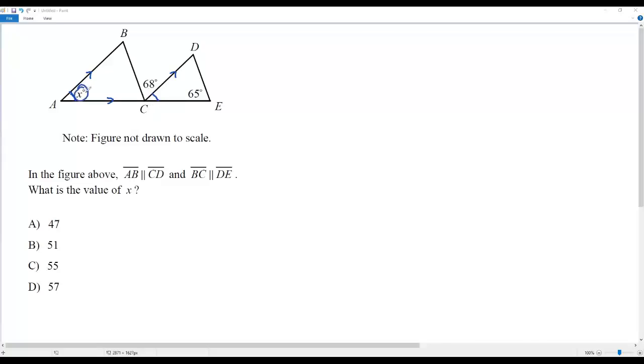So here we already know that the angle measure over here is x degrees, and the angle measure over here also must be x degrees, because these two angles are congruent and they must be equal in measure.